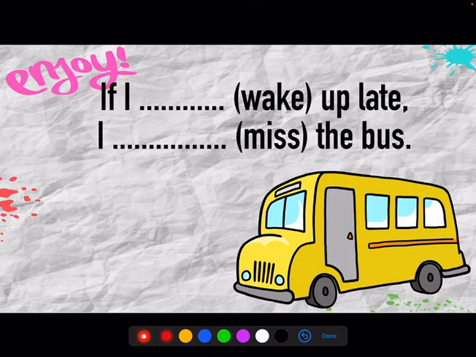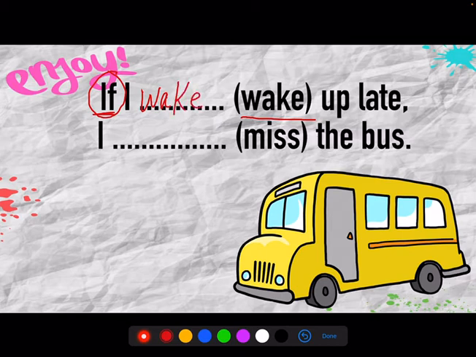If I wake up late, I miss the bus. Now, if I want to complete this, the spaces, I have if I. So the sentence with the word if should have the present simple tense. So if I, the present simple of the word wake is the same. If I wake up late, I.